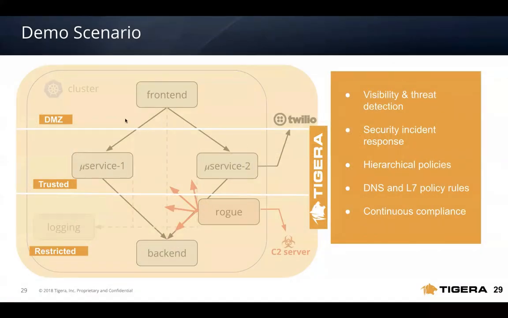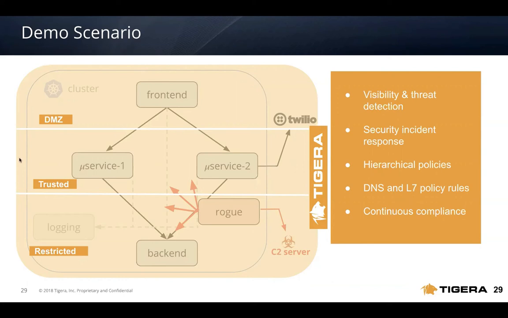For the demo scenario, we have a sample microservice-based application with 4 services: front end, microservice 1, microservice 2, and back end. The first thing we're going to do is understand what policies we can apply and how we can define them so that the front end service can only talk to the microservices, and those microservices can talk to the back end. Let's not overcomplicate it by specifying specific ports.